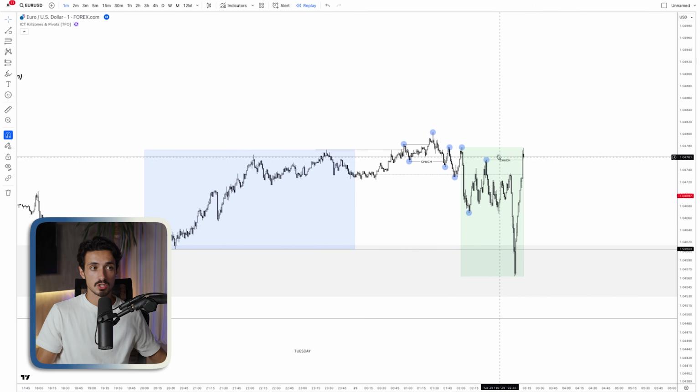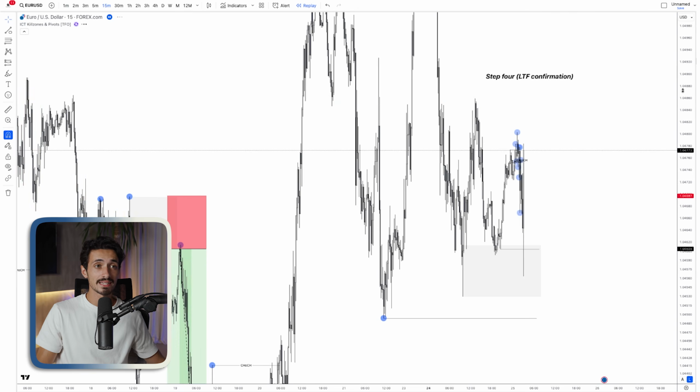And at the end of the day, if you want to win the game of trading, it's not about being smarter than these institutions or these hedge funds. It's about understanding them and then following their footprints. And that's exactly what we're doing. So once we get this change of character, now everything is confirmed. Let's do a really quick recap.